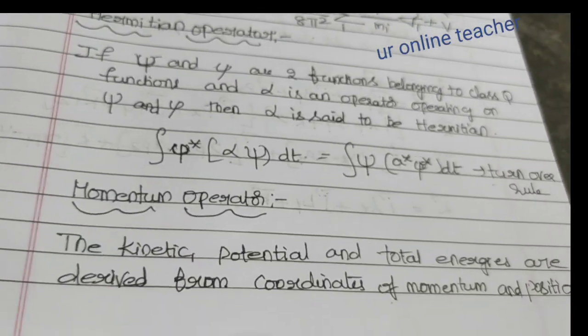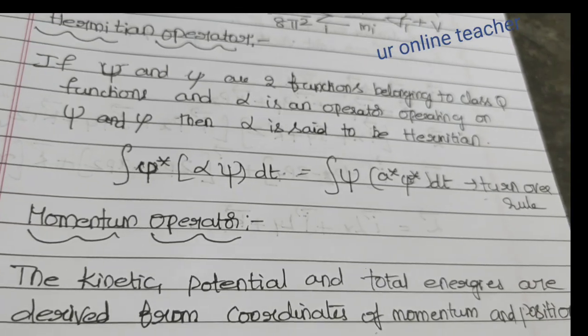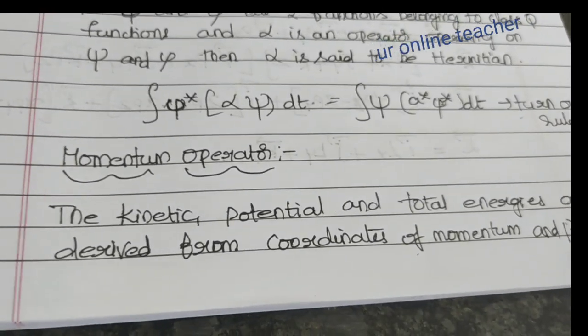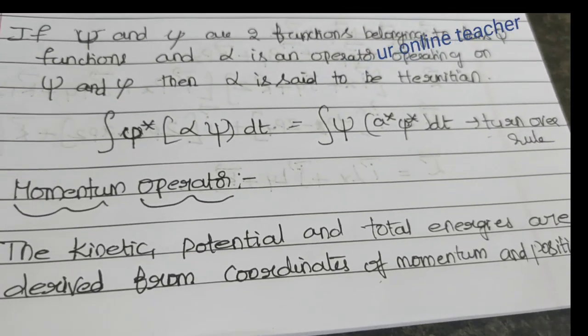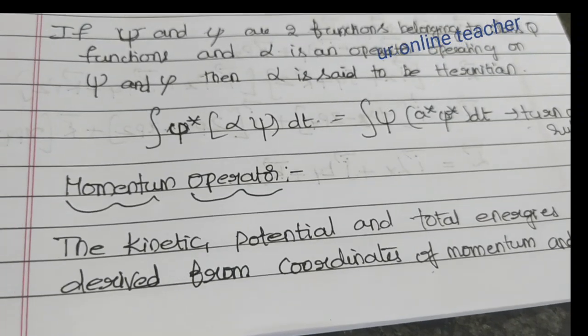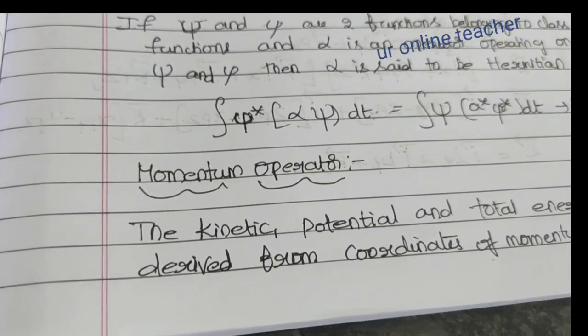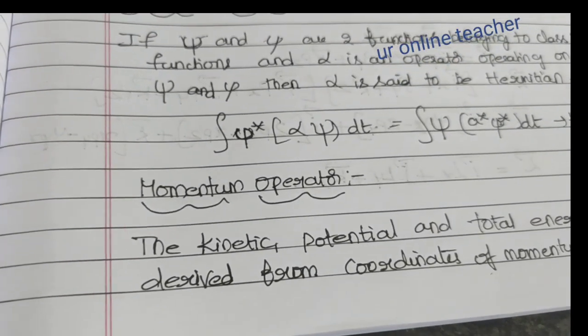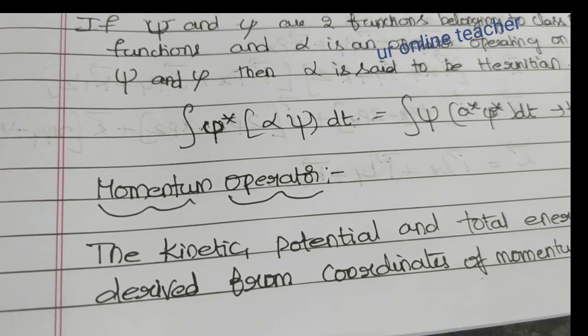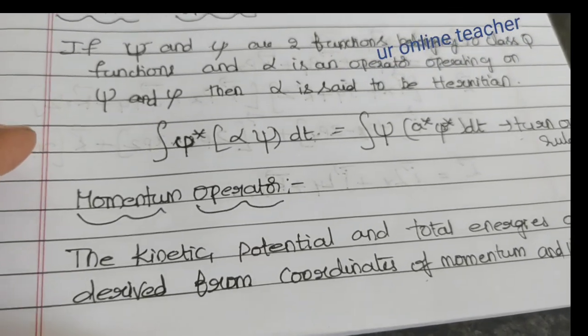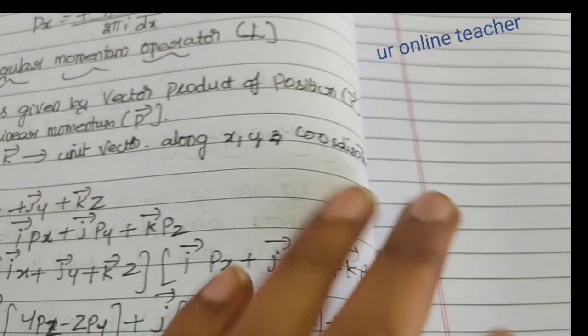And the next is the momentum operator. The kinetic, potential and total energy are derived from the coordinates of momentum and position. So in the momentum operator, whatever the kinetic energy, potential energy or total energy is, these are derived from the coordinates of the momentum and also the position.